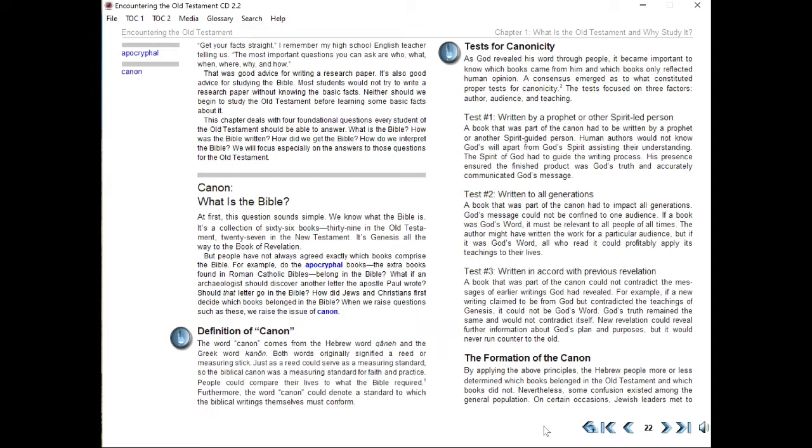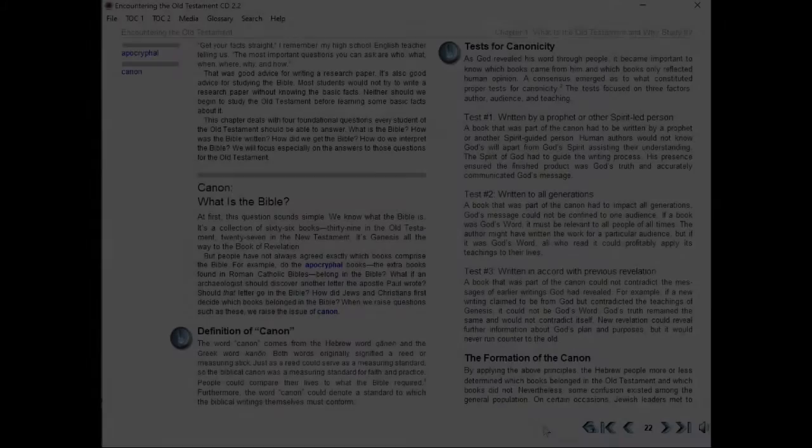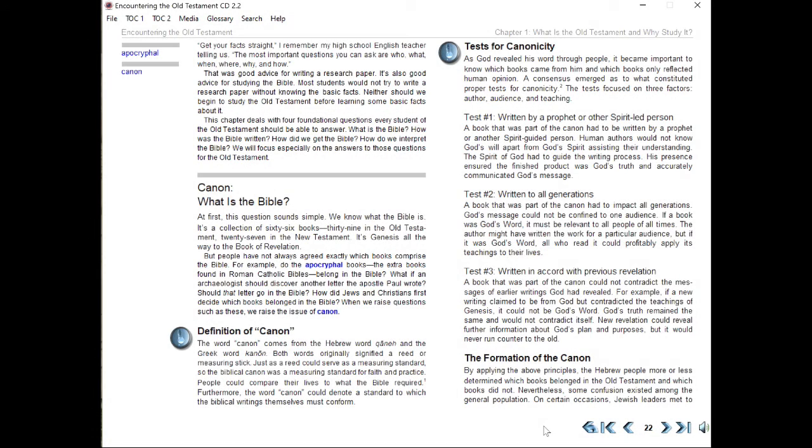Test number 3. Written in accord with previous revelation. A book that was part of the canon could not contradict the messages of earlier writings God had revealed. For example, if a new writing claimed to be from God but contradicted the teachings of Genesis, it could not be God's word. God's truth remained the same and would not contradict itself. New revelation could reveal further information about God's plan and purposes, but it would never run counter to the old.